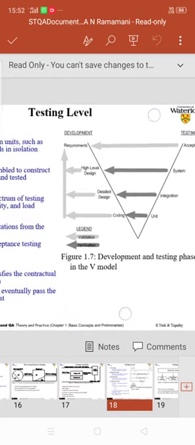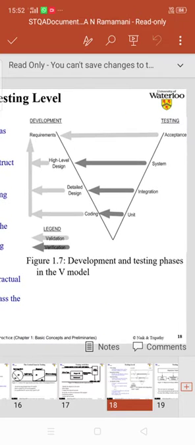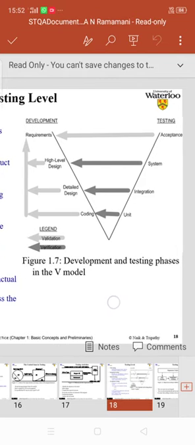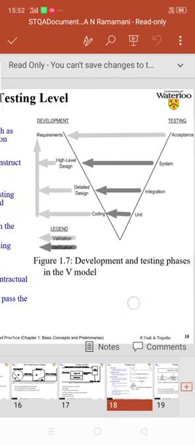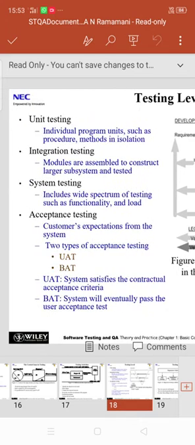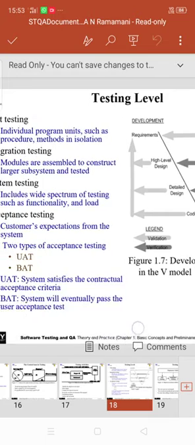Testing levels, we already presented, that is the V model. We saw it in the process models, and here also we revise it again. Development and testing phases in the V model: we observe unit, integration, system and acceptance testing. In unit testing, we check the coding; integration testing corresponds to detailed design; system testing to high level design; and acceptance testing to the requirements. Unit testing, integration testing, system testing, and acceptance testing are the 4 levels of testing.